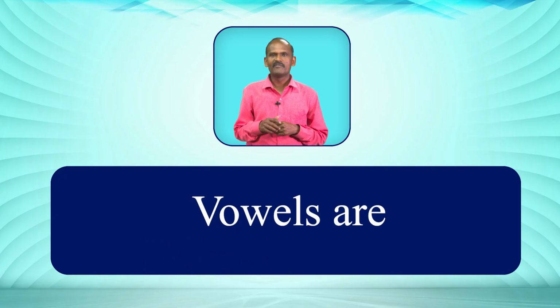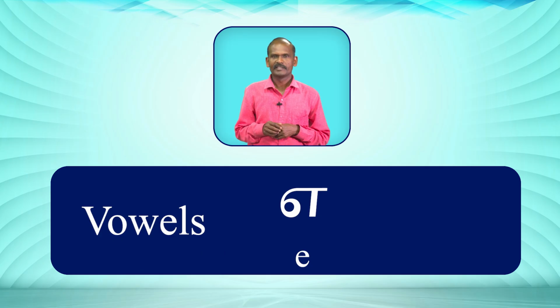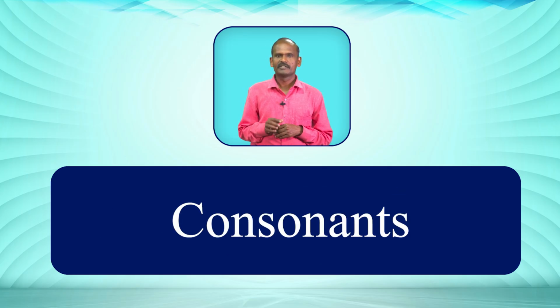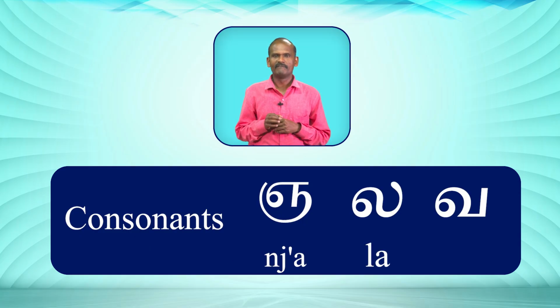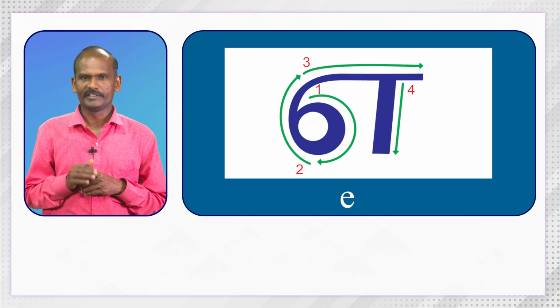In this lesson, we are going to introduce 5 letters, 2 vowels and 3 consonants. Vowels are A, Aa. Consonants are Nya, La, Ba. First, we will see the vowels. The first letter is short vowel A.